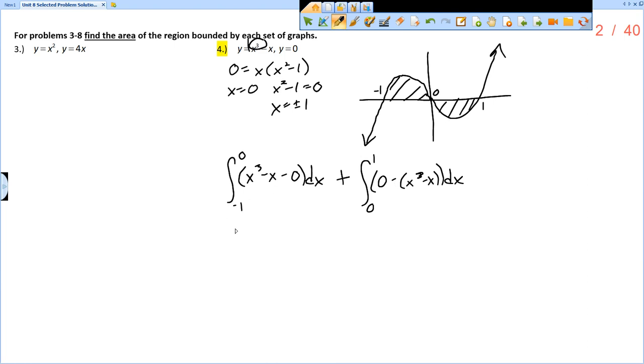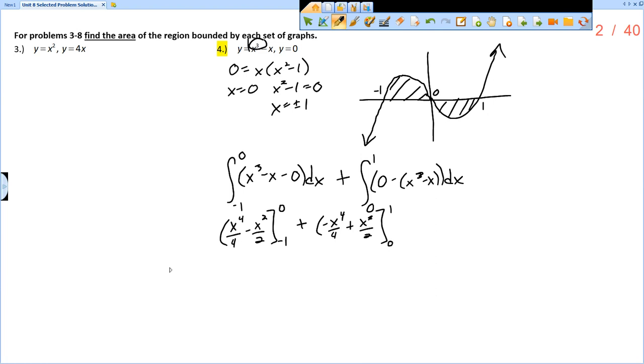All right, so now I'm going to integrate. I get x to the fourth over 4 minus x squared over 2. And then obviously the 0 goes away, and I'm going to evaluate from -1 to 0. Then I'm going to add. It ends up being the same integral, except I have the negative in front. So I distribute, I get negative x to the fourth over 4, and then it becomes plus x squared over 2. And then evaluate from 0 to 1.